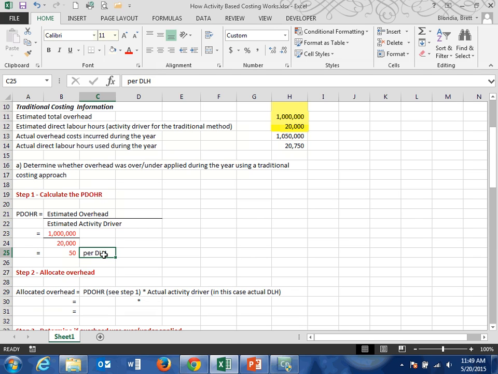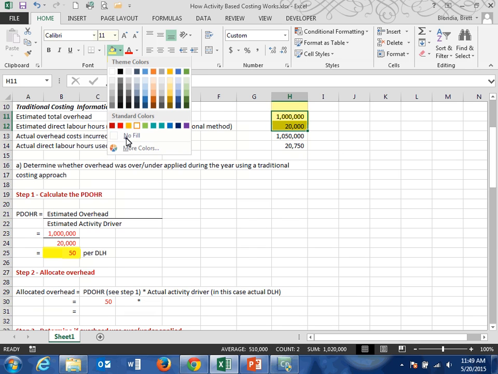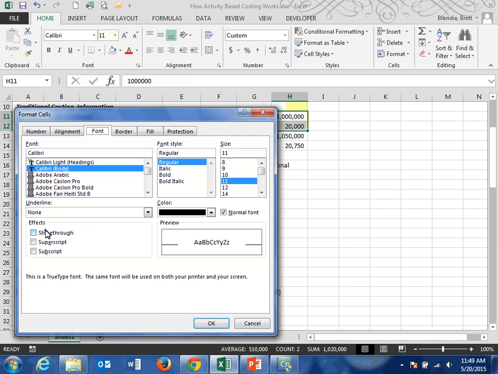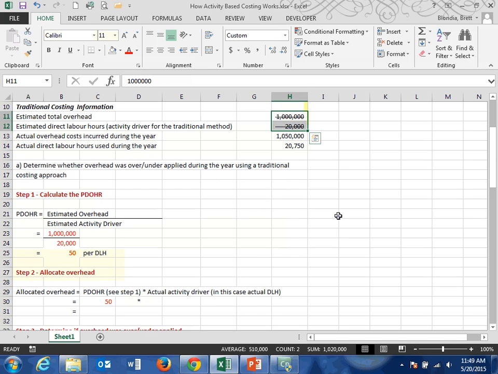Now that I have that, I can go to step 2, which is to allocate your overhead. To allocate overhead, I take that predetermined overhead rate from step 1, the $50 per direct labor hour we just calculated, and I multiply that by the number of actual direct labor hours that I used during the year. So up here, I'm no longer concerned about my estimated numbers. I've already used those, so I can cross those out so I don't get confused.